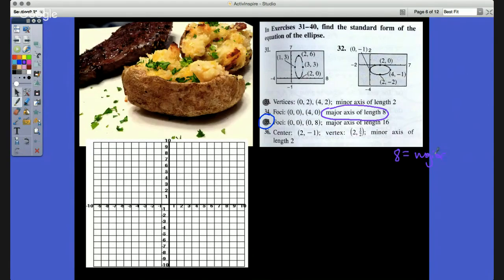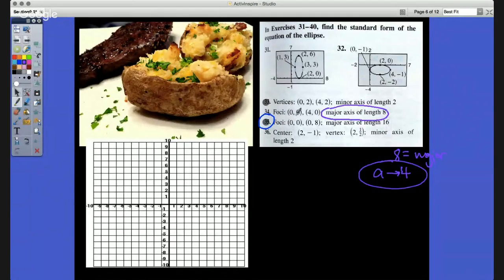Okay, remember that that's not the whole thing, right? Remember, the whole major axis is 8, but that doesn't mean that that's a. Remember, in order to find a, we have to half it, right? So a is going to be 4. All right, so we know a is 4.